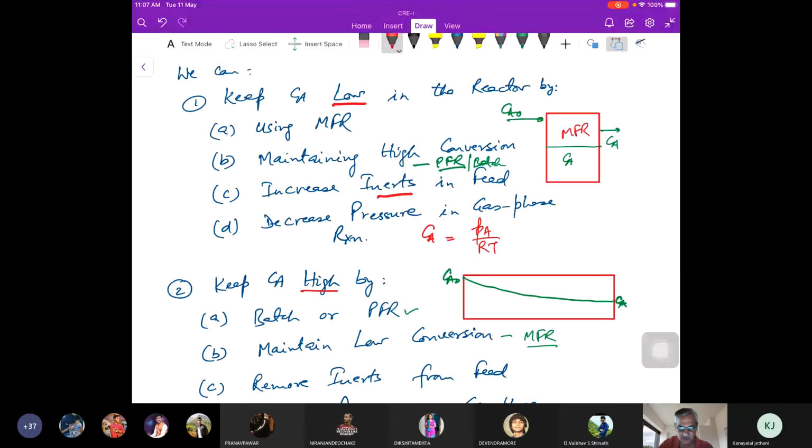Or other option is decrease pressure in the gas phase. Right? These are for epsilon A not equal to 0. So if you reduce the overall operating or reaction pressure, that means capital P, sorry, total pressure. So this is nothing but YA into P total.